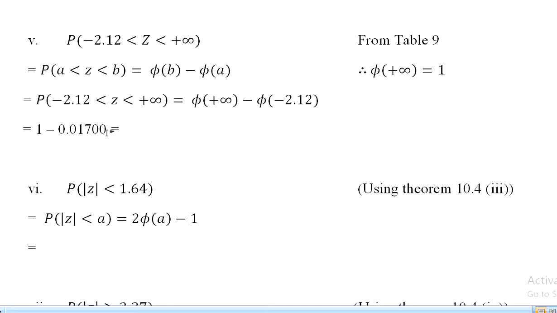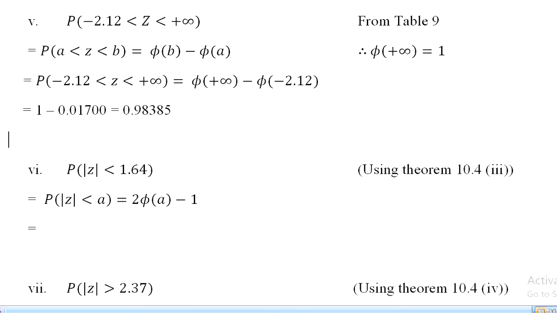0.01700. That means 1 minus 0.01700, which is 0.98385. Here it is, part 4, part 6.